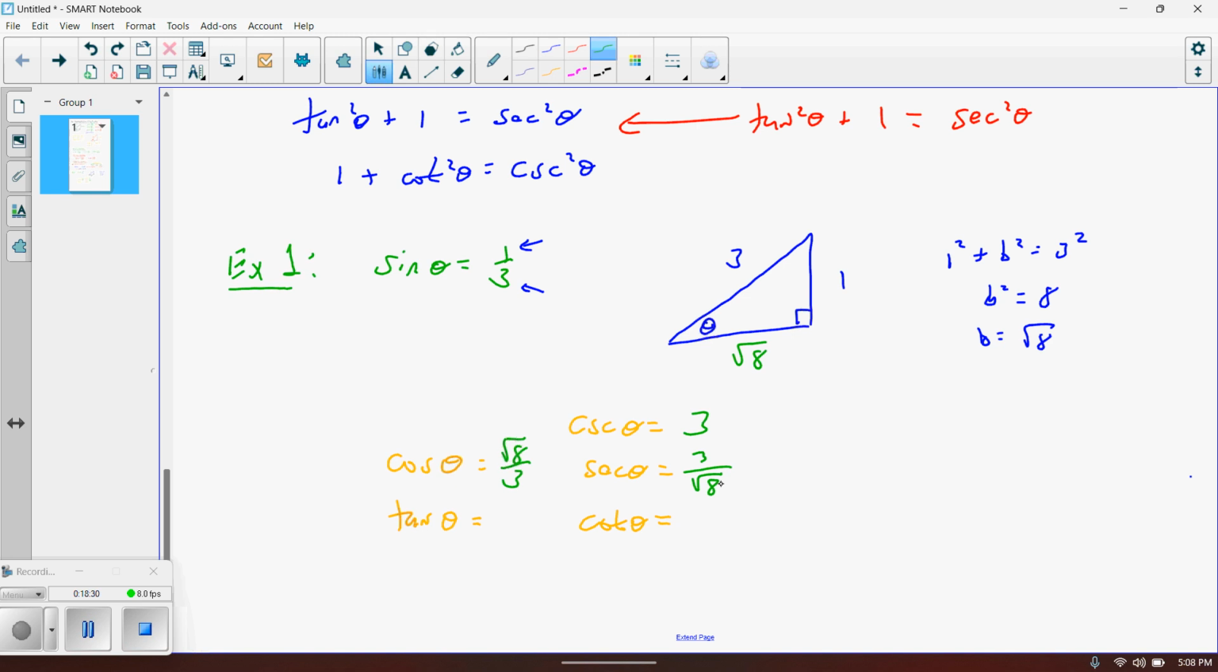And then the tangent is the opposite side of the angle divided by the adjacent. So that's going to be 1 divided by the square root of 8. And then the cotangent is the reciprocal of that, so we flip that over, so it'll be the square root of 8 over 1, which is just the square root of 8. Now, these are perfectly acceptable answers.